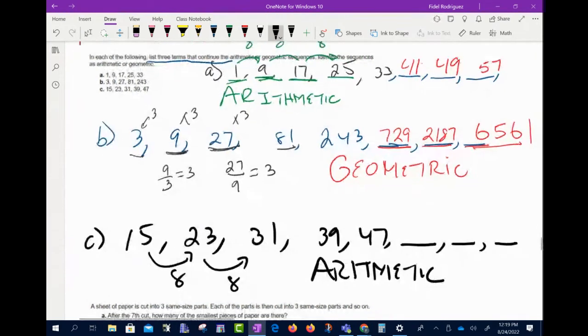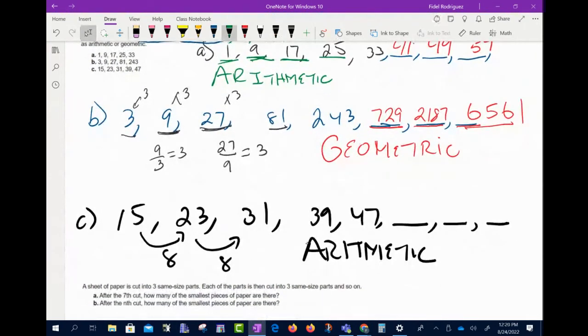And we're just going to keep adding 8. So 47 and 8, shouldn't that be a 55? And 55 and 8 should be 63, and then one more is going to give us 71, right? Okay, good.